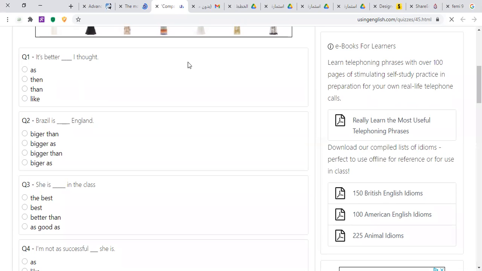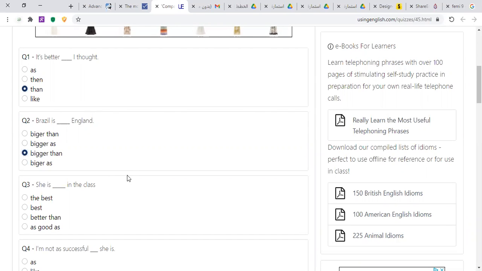Yalla Dana. Than. Yes, it's better than I thought. Number 2, Brazil is England. You have bigger with one G, bigger as, bigger than with two G's, and bigger as with one G. What do you think, Yaqeen? Bigger than with two G's. Yes, bigger than with two G's.